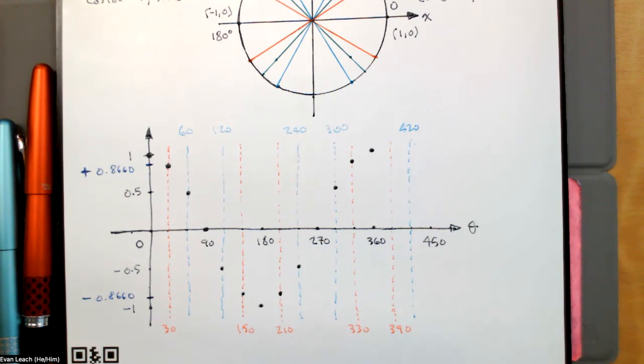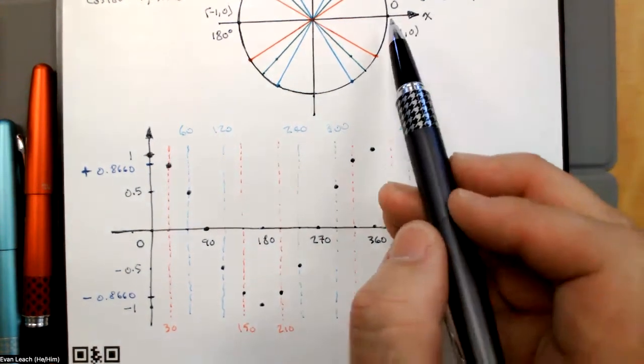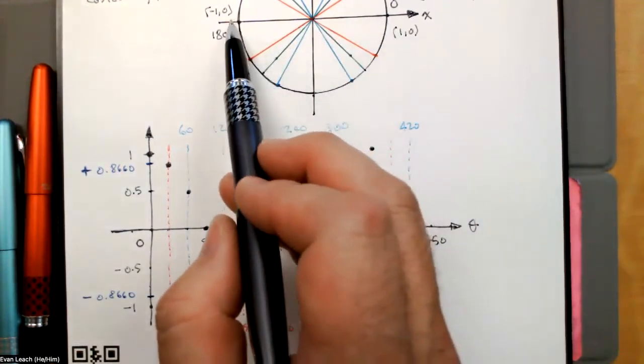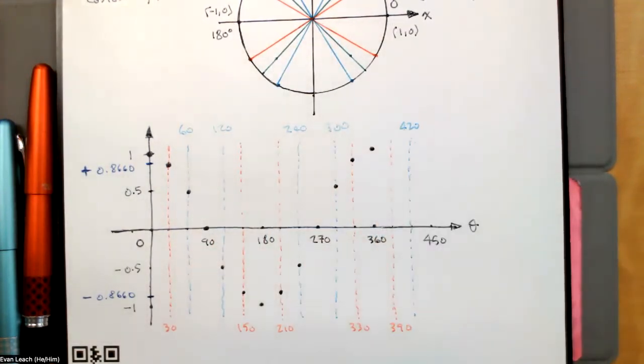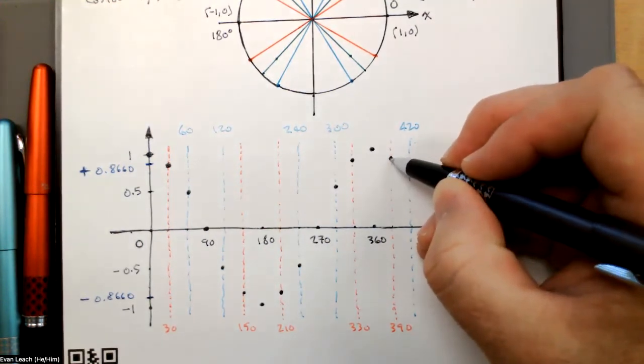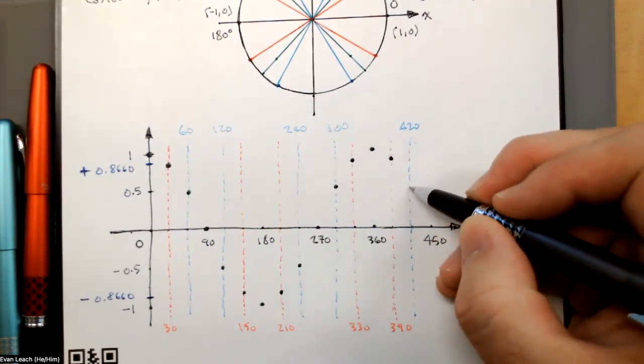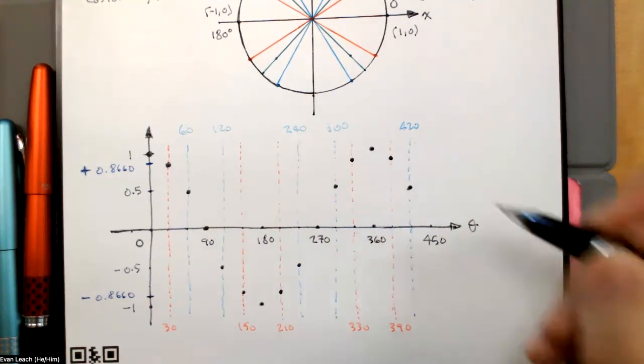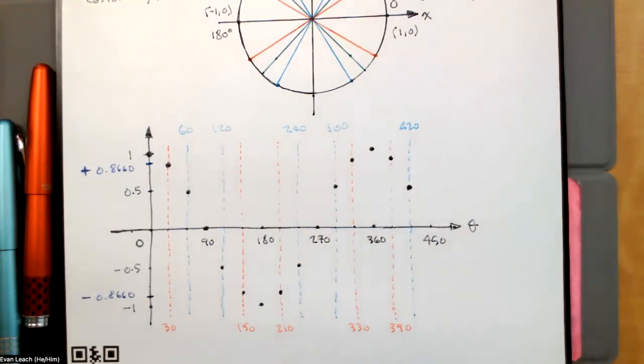Then we're just going to get a repeat of what's going on because this was just tracking the x coordinate. Starting off at 1, and then down to -1, and then back up to 1. So if we go past 360, we'll be at another 30-degree reference angle. At 420, we'll be at a 1/2. And it's just going to repeat after this.